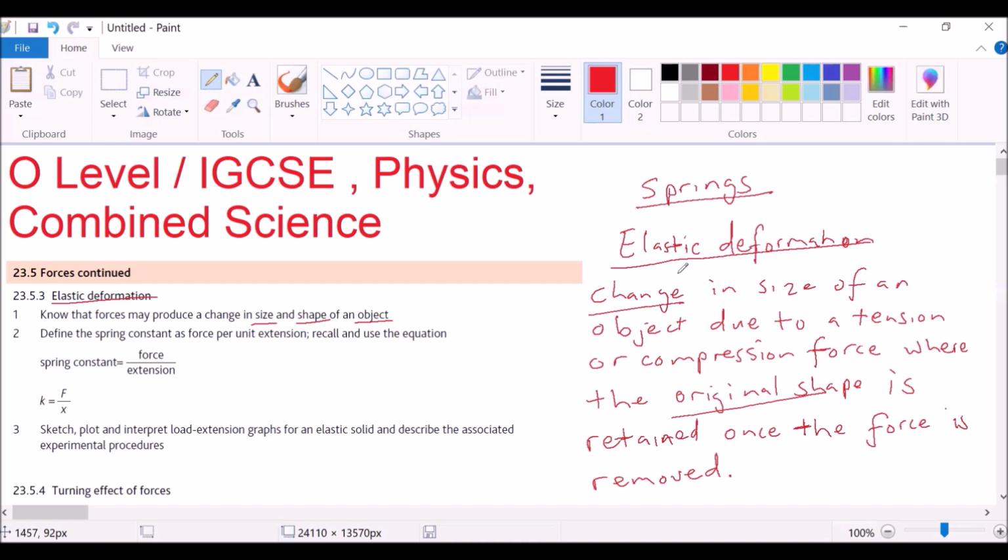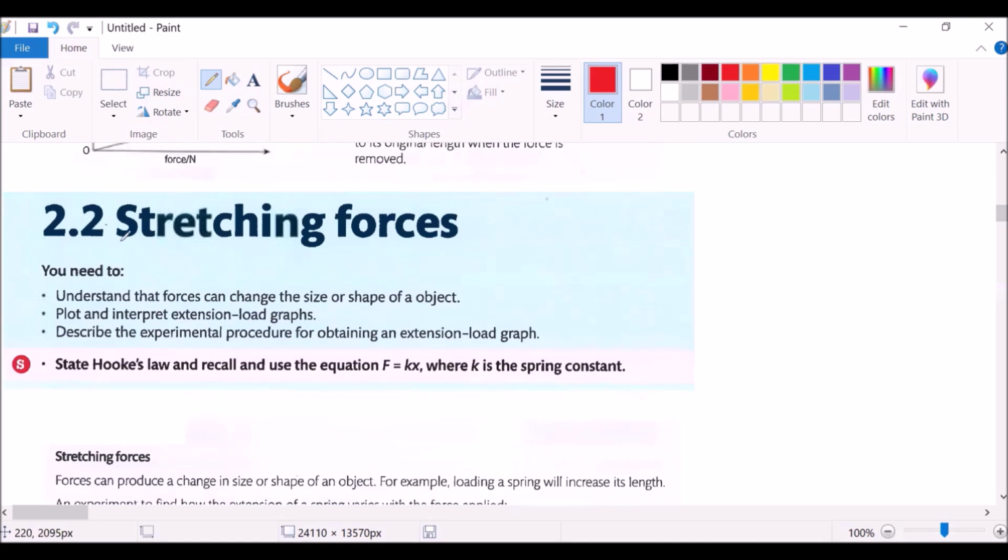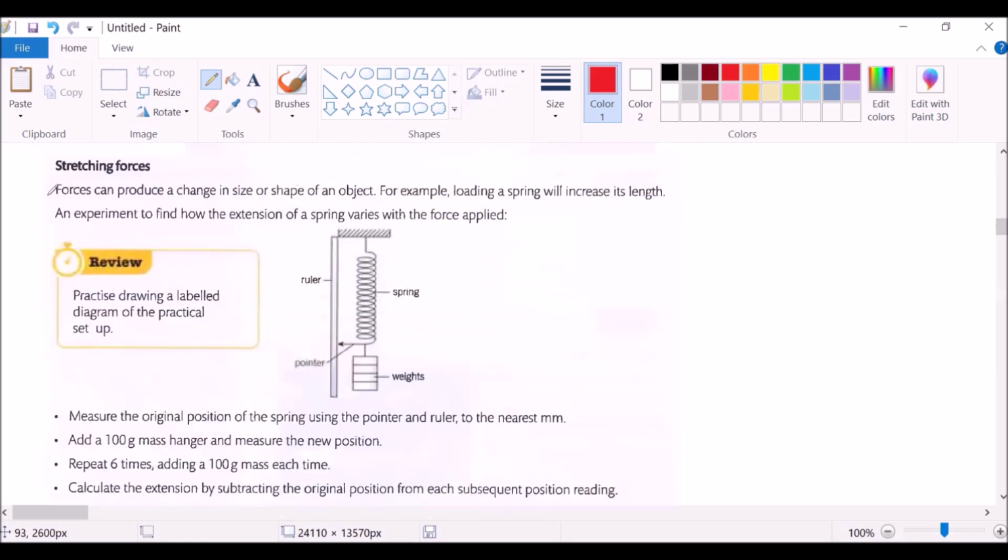So this happens in springs. A spring can be stretched and we have a noticeable change in shape, and once the applied force is removed, if the applied force is not big enough to permanently deform the spring, it will go back to its original shape. So that is what we call elastic deformation. The idea of this topic is to look at stretching forces. Forces can produce a change in size or shape of an object. For example, loading a spring will increase its length.